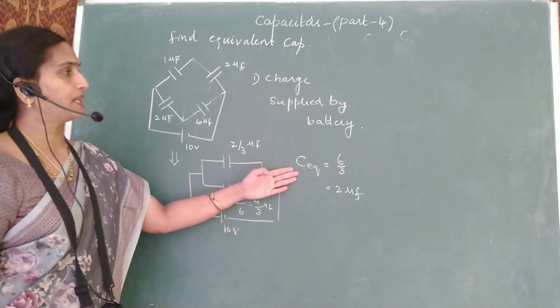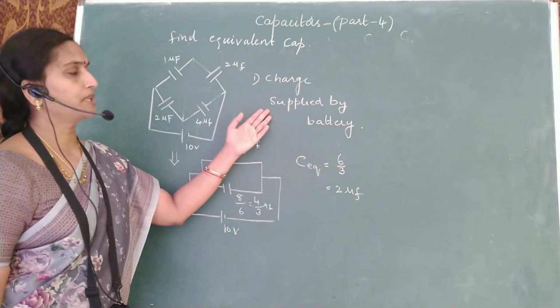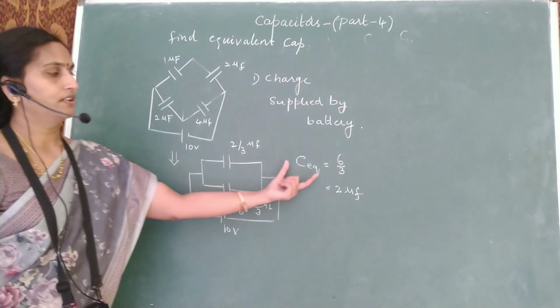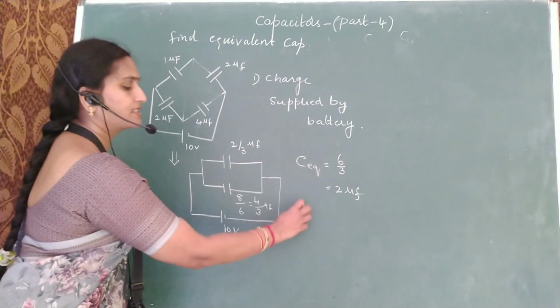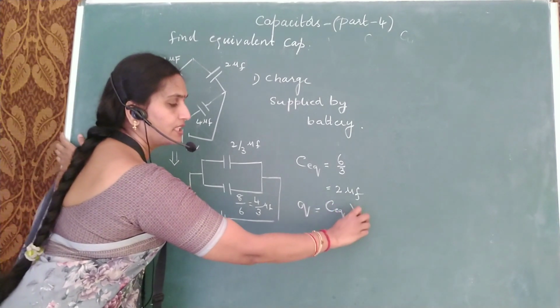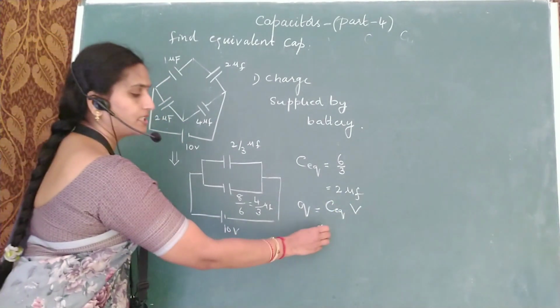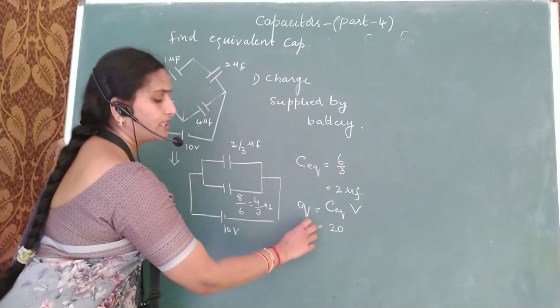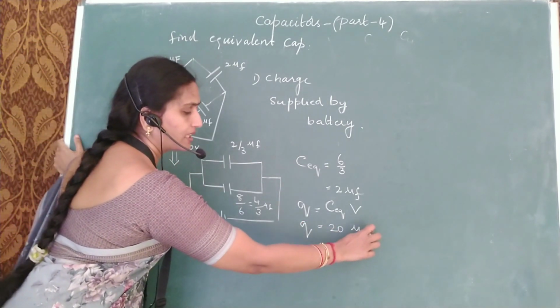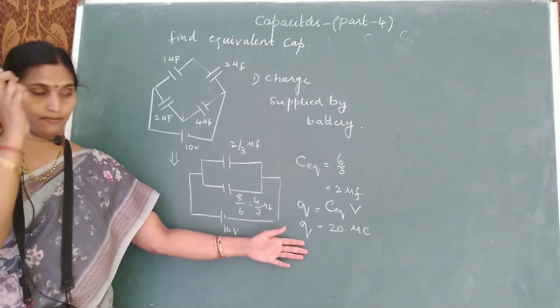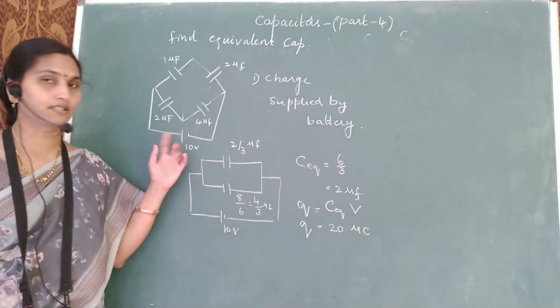And once you get the capacitance, it's very easy to determine the charge supplied by the battery. Voltage is given as 10 volts. We know C equivalent. So what should be the charge supplied by the battery? Q is equal to C equivalent into V. C equivalent we have got 2 microfarad. Voltage is 10. So the answer will be 20 microcoulomb. So this gives you the amount of charge which the battery has supplied to the system.